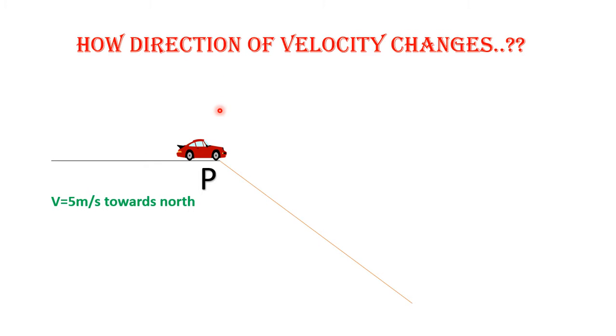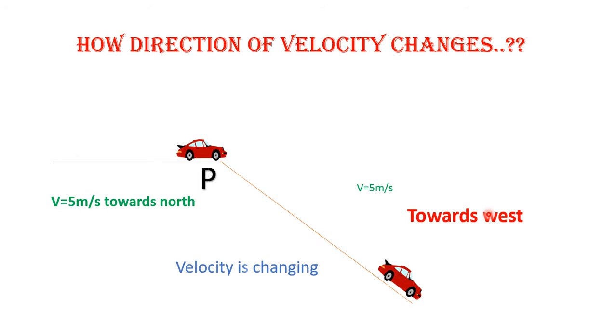Suppose this car changes its direction from point P and reaches here, and its velocity was the same, 5 meter per second. But see the direction: instead of going north, the direction changes towards west. So there is a change in direction, so we can say velocity is changing. A change of direction means velocity is changing, so acceleration is happening.